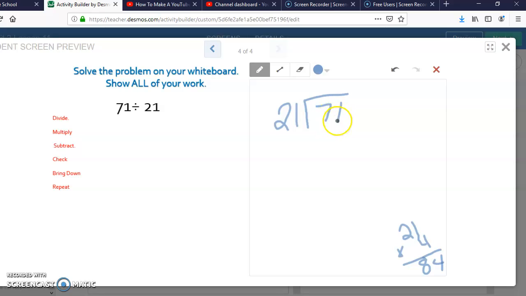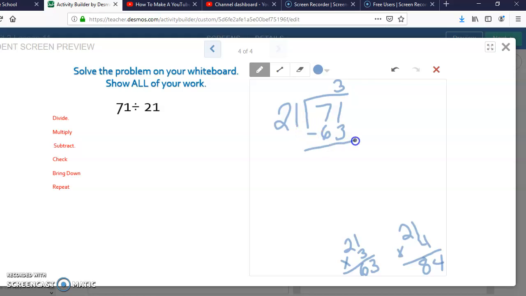So it's too high. I have to go 1 less. So let's try 21 times 3. 3 times 1 is 3. 3 times 2 is 6. Oh, there we go. So I'm going to now move to my multiplying step. 3 times 21, and we just did that, was 63.